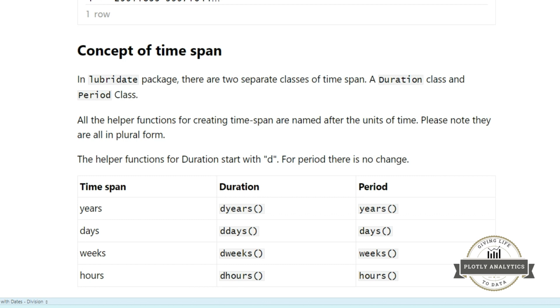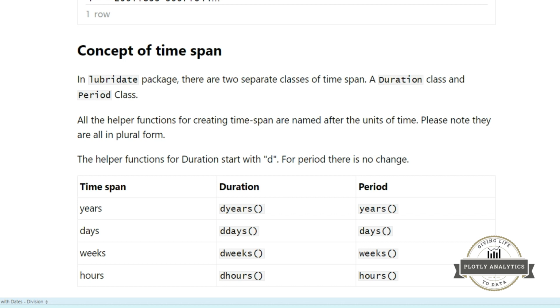And for the duration, the helper functions start with D. So D stands for duration. And for period, there is no change. So if you want to differentiate between the duration and period, if the helper function has a prefix D to it, then it's a duration function. If it doesn't have a prefix D to it, then it's a period function. That's how you differentiate. So that's the syntactical difference.